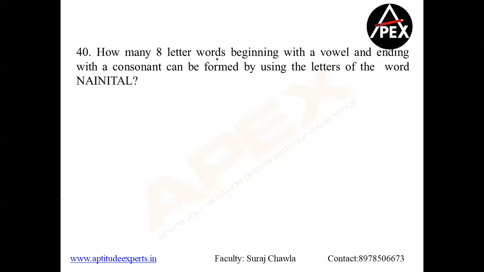Now let's see. It says starting with a vowel and ending with a consonant. Again, a beautiful question. So 1, 2, 3, 4, 5, 6, 7, 8. Let's first figure out what kinds of vowels I want to start off with. My vowels are going to be A and I. With vowels there is no problem because both the vowels are repeating. Now, my consonants are going to be either N, or I'm clubbing these two together, T and L.